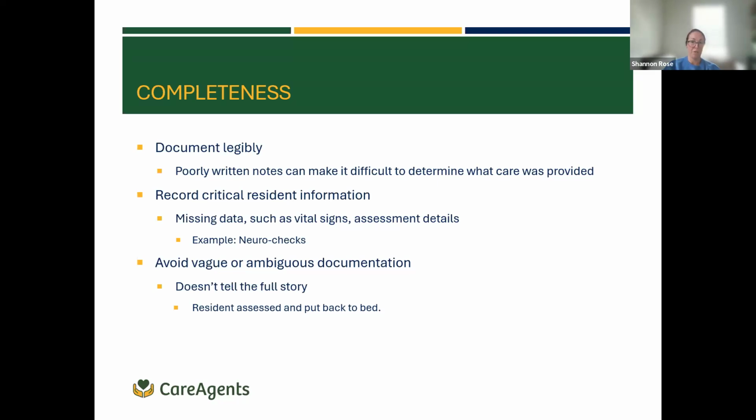After a fall, documenting neurochecks is critical. It's critical to recognizing and treating a potentially life-threatening condition. And if a check is not documented and there is resident harm, that can just open up a can of worms. Complete documentation avoids vague or ambiguous statements. When documentation is not specific or precise, it can leave the reader of the note questioning the information or the care provided. Ambiguous documentation is the same. The reader should not be confused by your documentation.